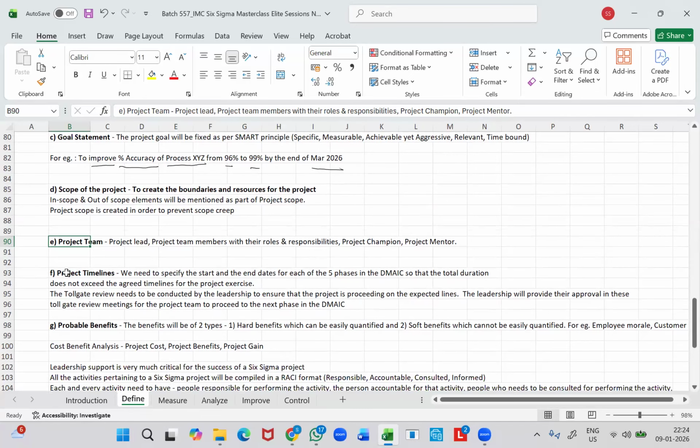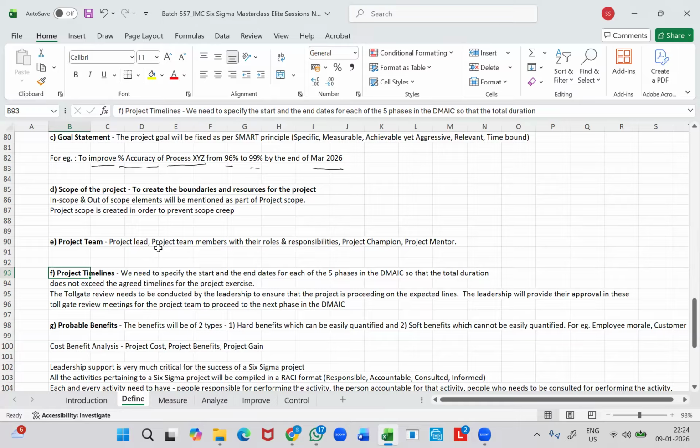So we have 5 phases in the DMAIC approach: define, measure, analyze, improve, and control. We need to specify the start and the end dates for each of these 5 phases in the DMAIC approach as part of the project timelines, right?